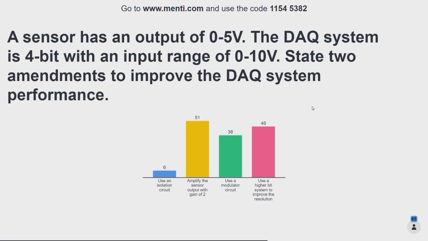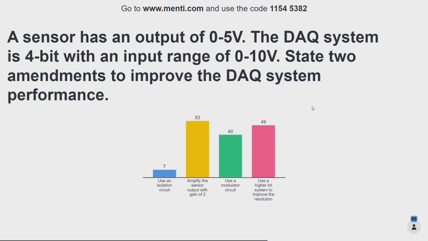So we're trying to optimize the performance of the system. To optimize the performance, we would like the output of the sensor to match the range of the DAQ system. Here we can see the output is between 0 and 5 volts, but if we multiply by a factor of 2, so we had an amplifier, it would better match the range of measurement of the DAQ system.